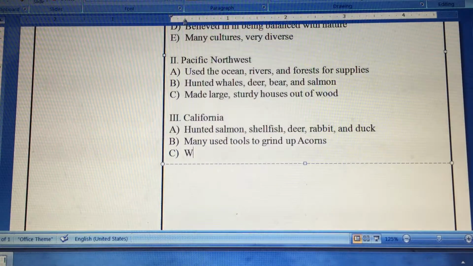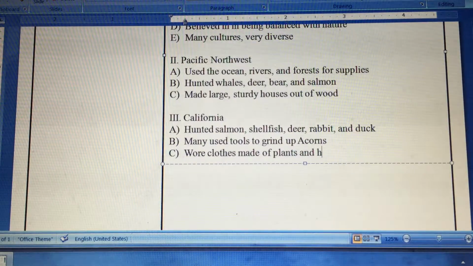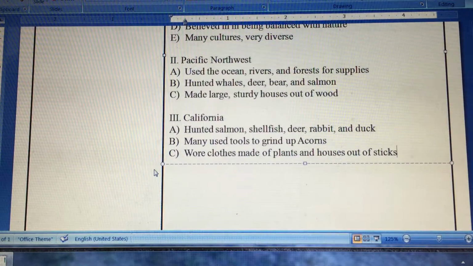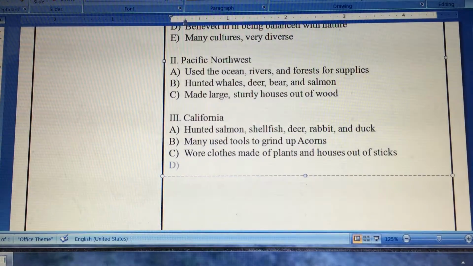Their clothing. They wore clothes made of plants, and houses out of sticks. Okay, real simple houses. And for their clothing, they would just make it out of plants. That meant if it got dirty, if it got grimy, if you didn't want to wear that anymore, you could just throw it away. You could just burn it and make yourself new clothes. It was kind of a neat way of doing things back then.